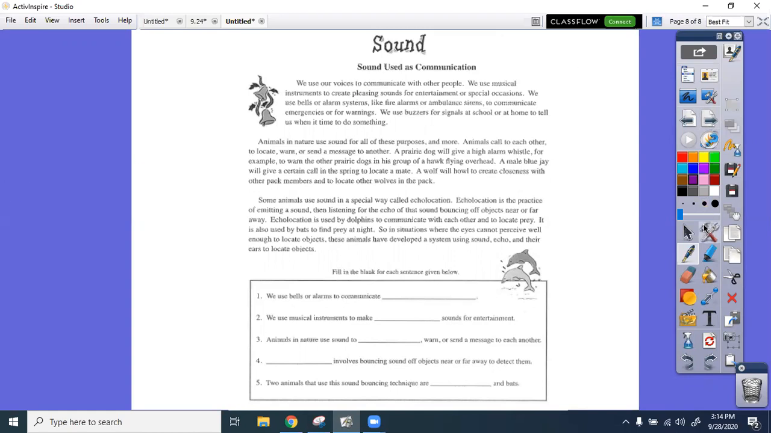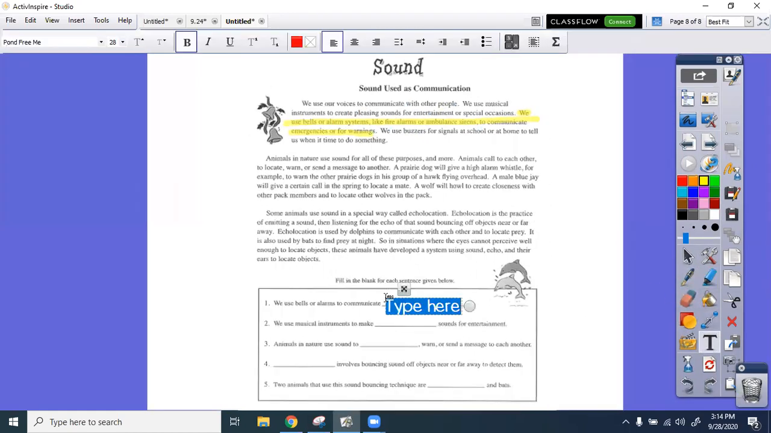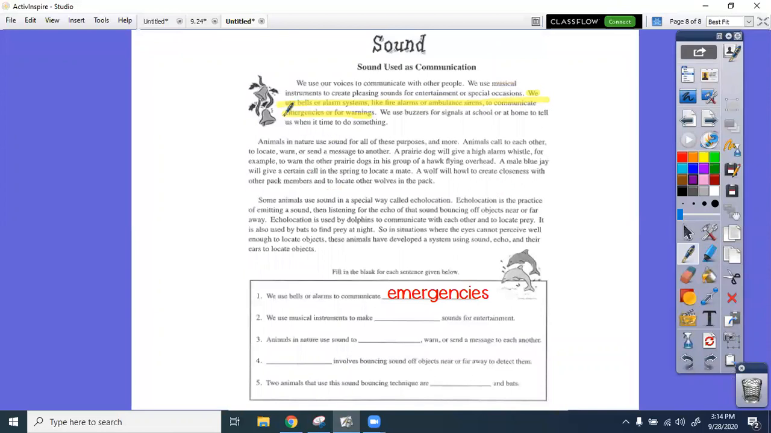To communicate emergencies. So you take your highlighter, you find that sentence, you highlight that sentence, and then we're going to put on the line that we would use them to communicate emergencies. And we found that answer in our text. We didn't guess about it, we didn't know what happened, it's right there.